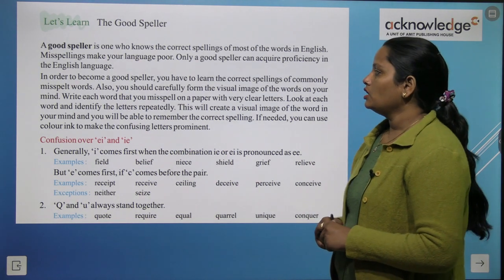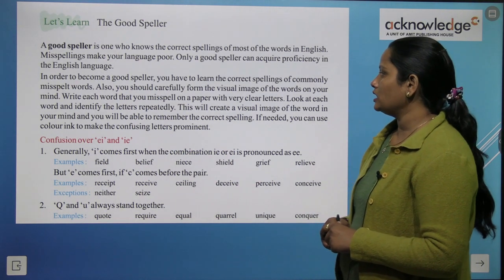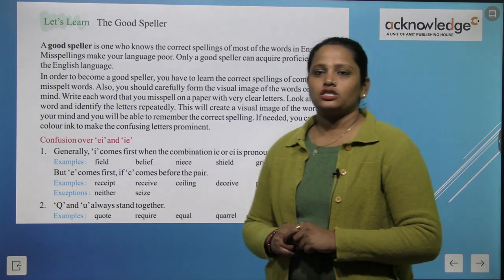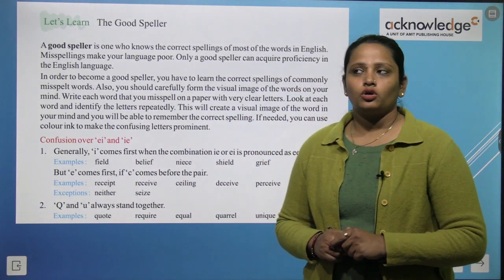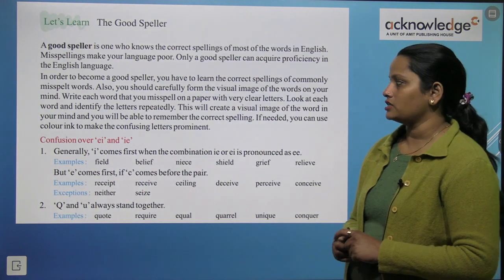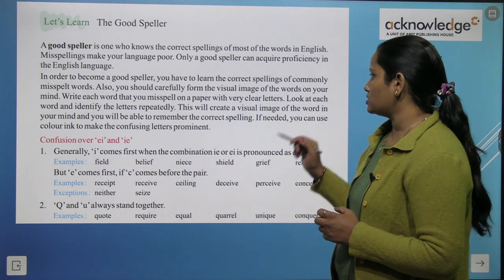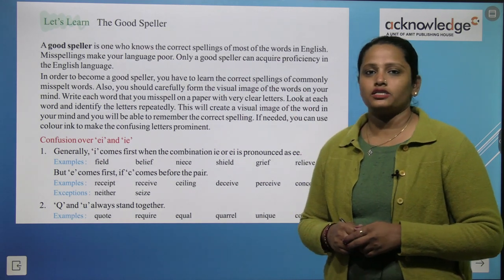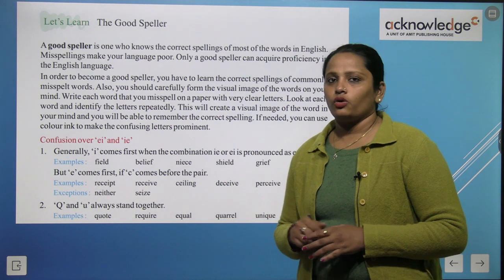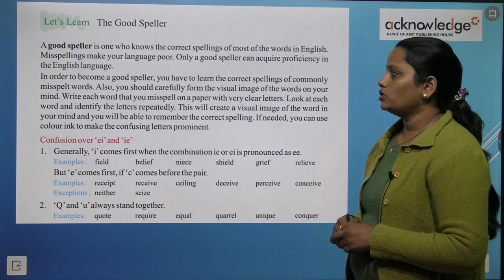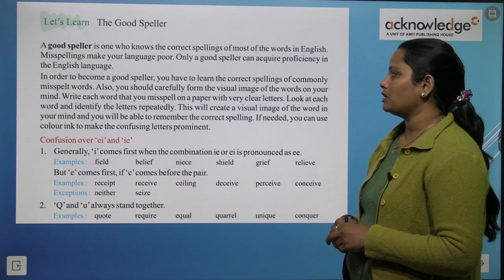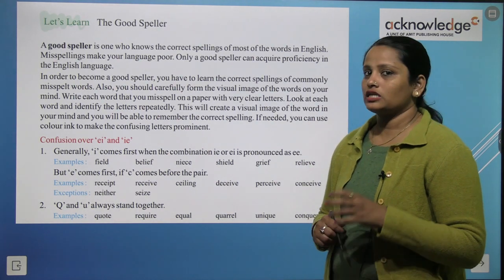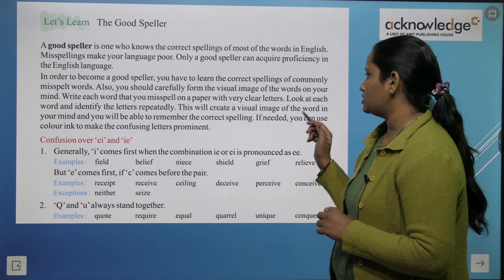Also, you should carefully form the visual image of the words in your mind. So, whenever we read these words या कहीं जब हमने इन words को सुना, तो हमारे दिमाग में वो spelling आ जाती है. तो our mind should be in such a way कि we can visually imagine those words. Now, write each word that you misspell on a paper with a very clear letter. So, जो भी word हमने गलत लिखा है उसकी clear spelling हमें paper पे लिखनी चाहिए.